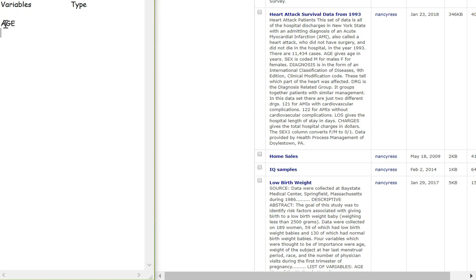So we have age and sex, diagnosis, DRG, which is another type of diagnosis code. And then it has LOS, which stands for length of stay. That's the number of days that the person was in the hospital. Charges is the total amount of charges they were charged. And then there's a last column that also has to do with the gender of the person. It's just coded as zeros and ones instead of F and M for female and male. So those are all of our variables.